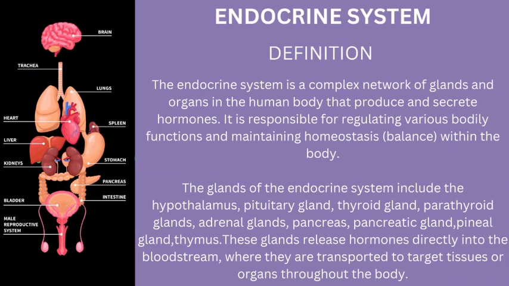First of all, let us see about introduction to endocrine system. The endocrine system is a complex network of glands and organs in the human body that produce and secrete hormones. It is responsible for regulating various bodily functions and maintaining homeostasis, balance, within the body. The glands of the endocrine system include the hypothalamus, pituitary gland, thyroid gland, parathyroid glands, adrenal glands, pancreas, pancreatic gland, pineal gland, and thymus. These glands release hormones directly into the bloodstream, where they are transported to target tissues or organs throughout the body.